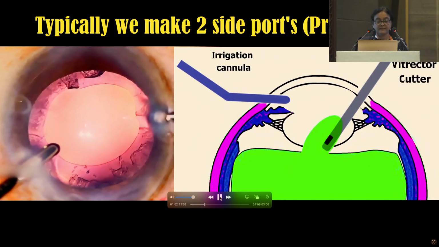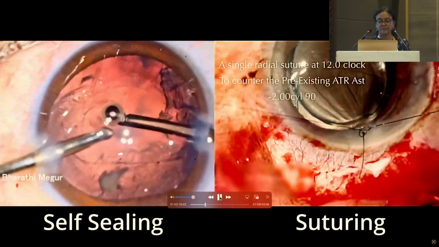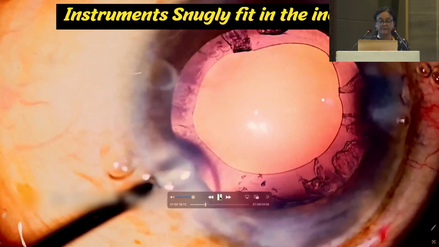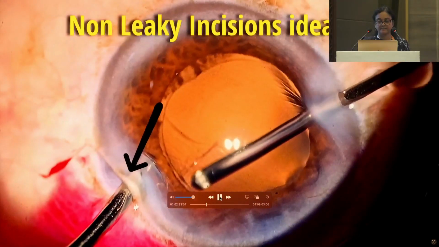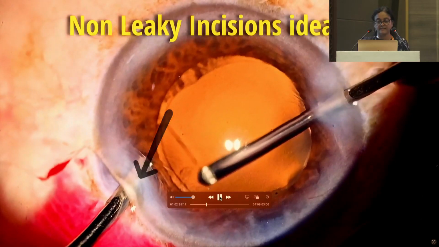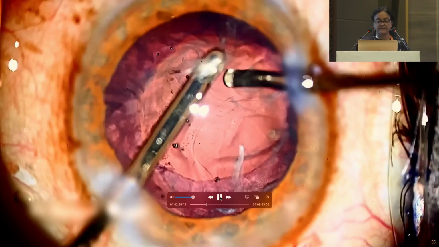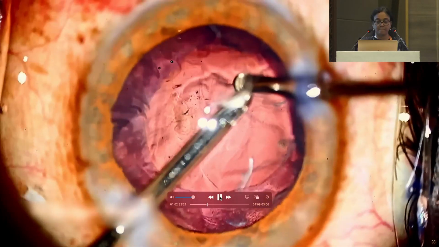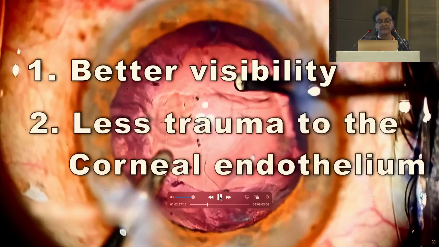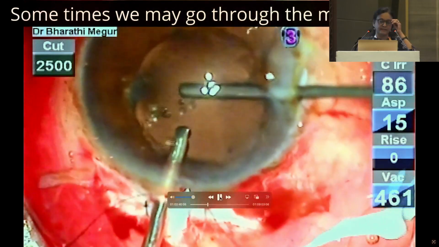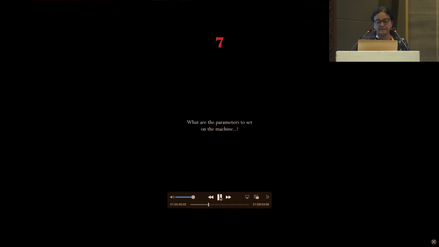Why do we typically make 2 ports? Because one will include the infusion and the other will be for the cutting. Bimanual vitrectomy cutting is the ideal way to manage the vitreous. As you can see here, there are no leaky incisions, and the vitrectomy is being done. A suture can be put or not, it's an option depending upon the water tightness. Sometimes we go through the main wound to do the vitrectomy.